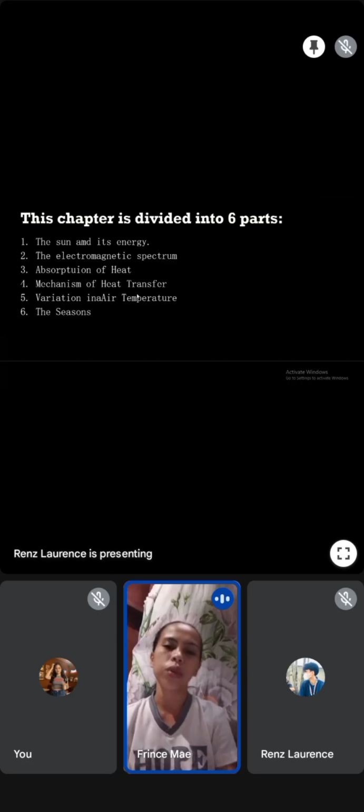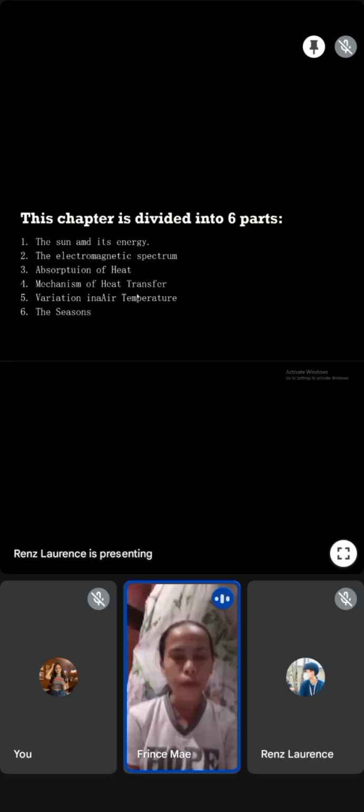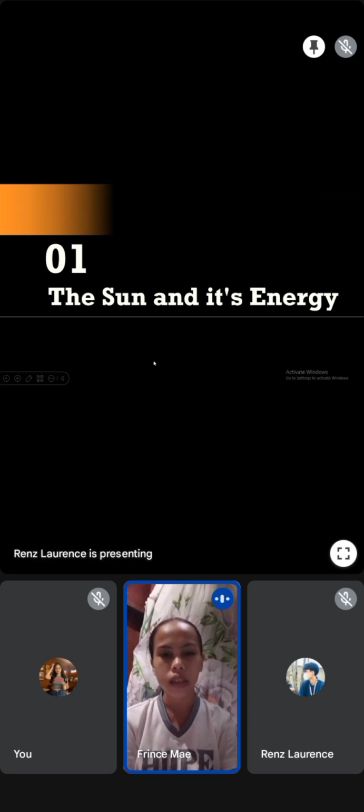This chapter is divided into 6 parts. First, the sun and its energy. Second is the electromagnetic spectrum. Third is the absorption of heat. Fourth is mechanisms of heat transfer. Fifth is variation in air temperature. And lastly, the seasons. So first, we tackle the sun and its energy.